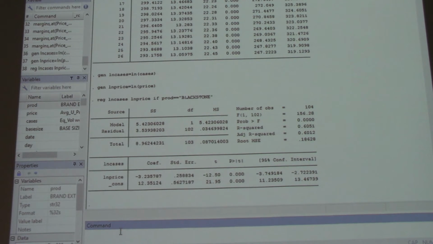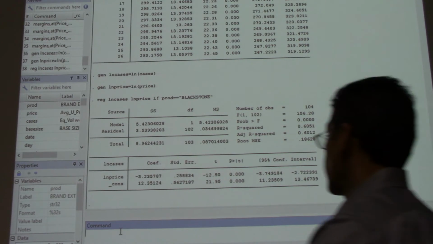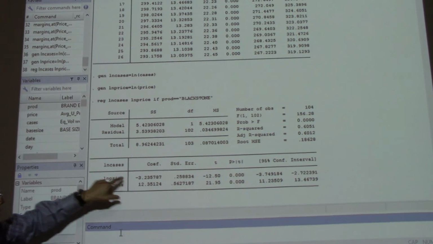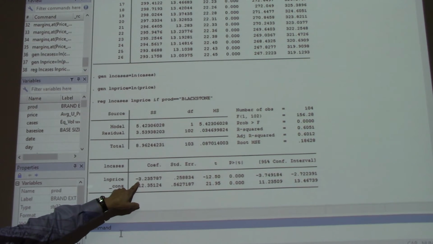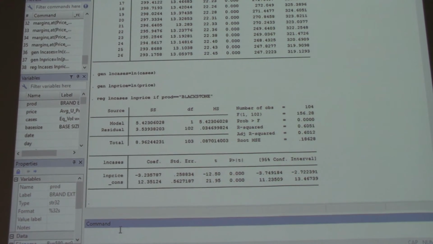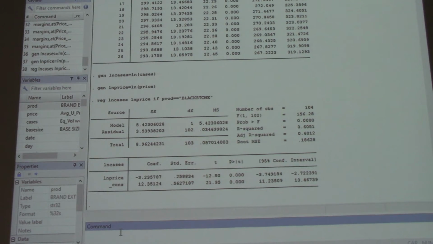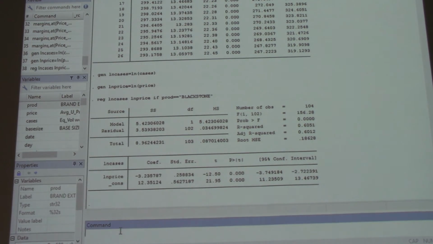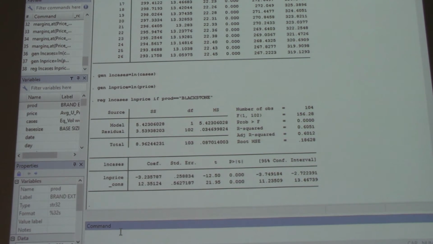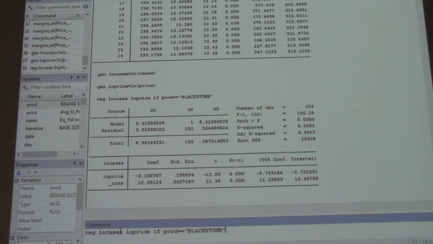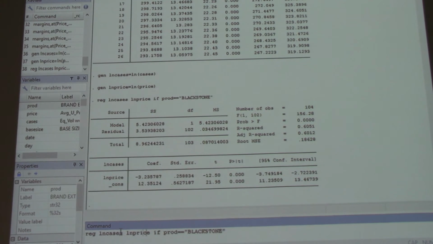When you take the logs of our independent variables, we don't take the log of the monthly dummies. But when we take the log of price and we have logs on both sides, this is now a price elasticity. And remember, it's unit free. Let's go back one more. I'm going to get rid of the log.